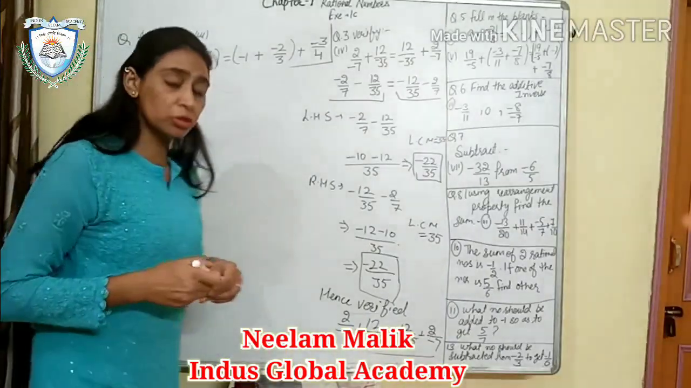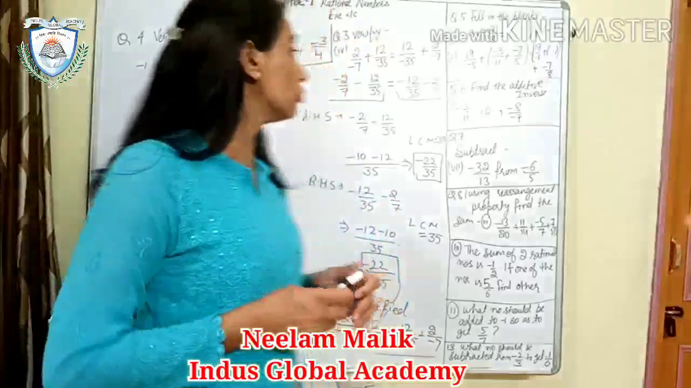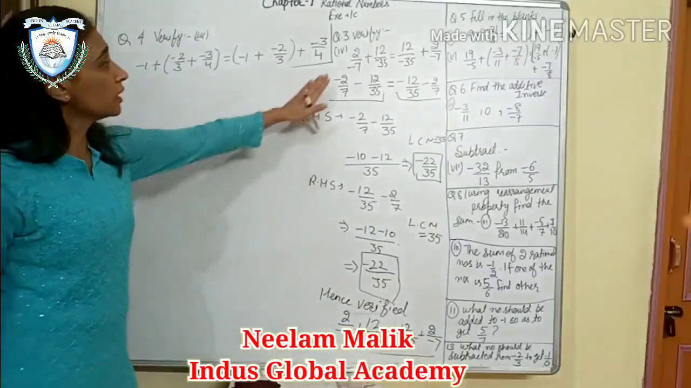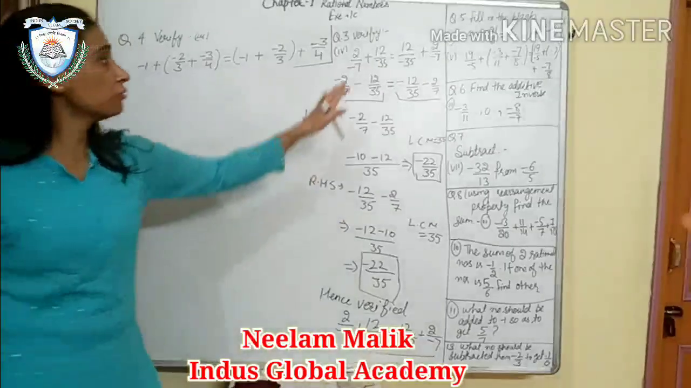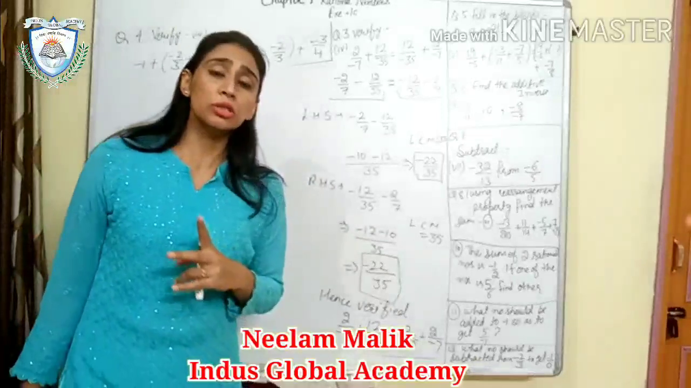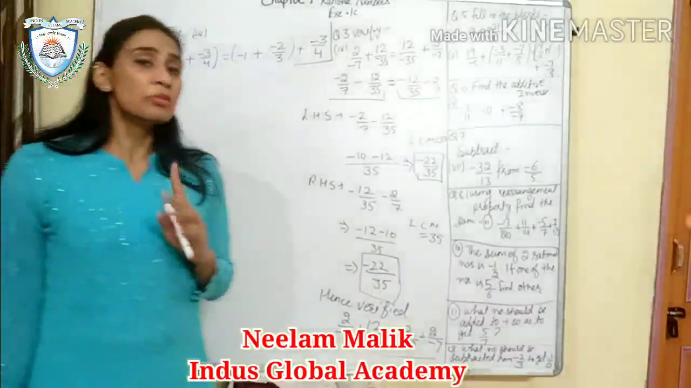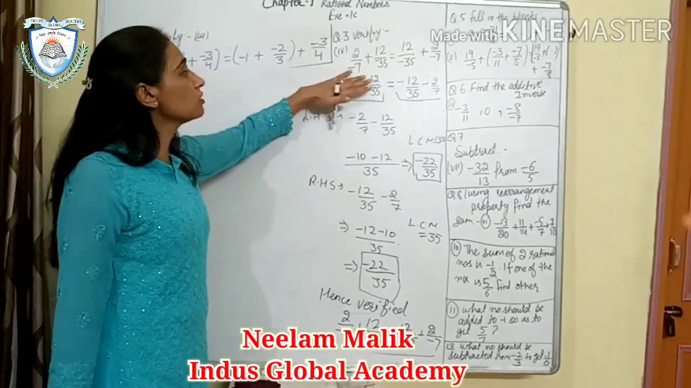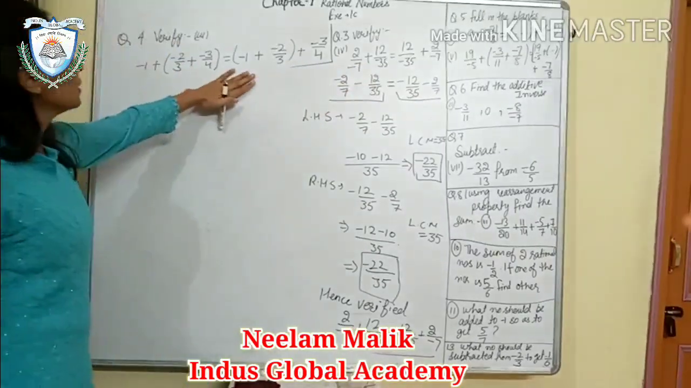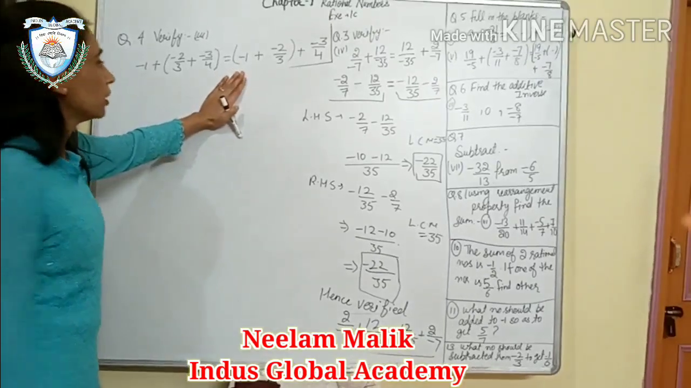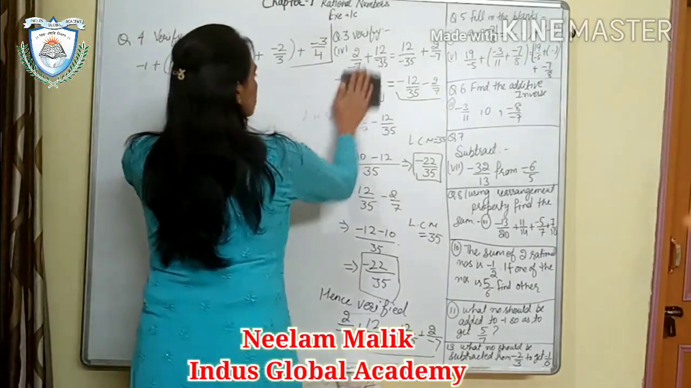Question number 4 is also the same, in which we have to verify, but there are 3 numbers given. Here 2 numbers are given. So which law are we using here, meaning which property is this? When we are doing any calculation on 2 rational numbers, then we are using the commutative law. So this is the commutative law. Here the statements are given from the associative law. Okay, so let's do that also.